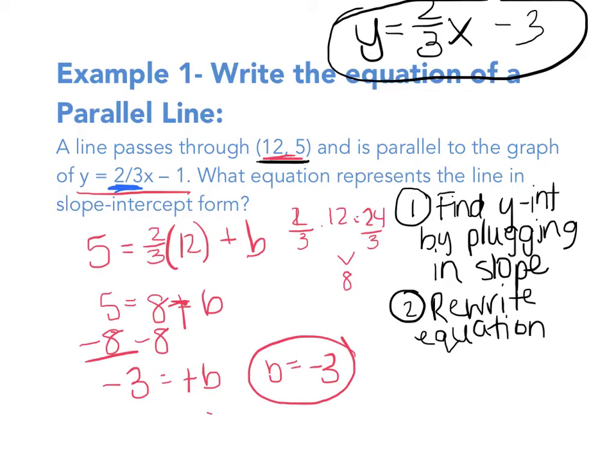But the parallel line that passes through (12, 5), that's parallel to y equals 2/3 x minus 1, is y equals 2/3 x minus 3.